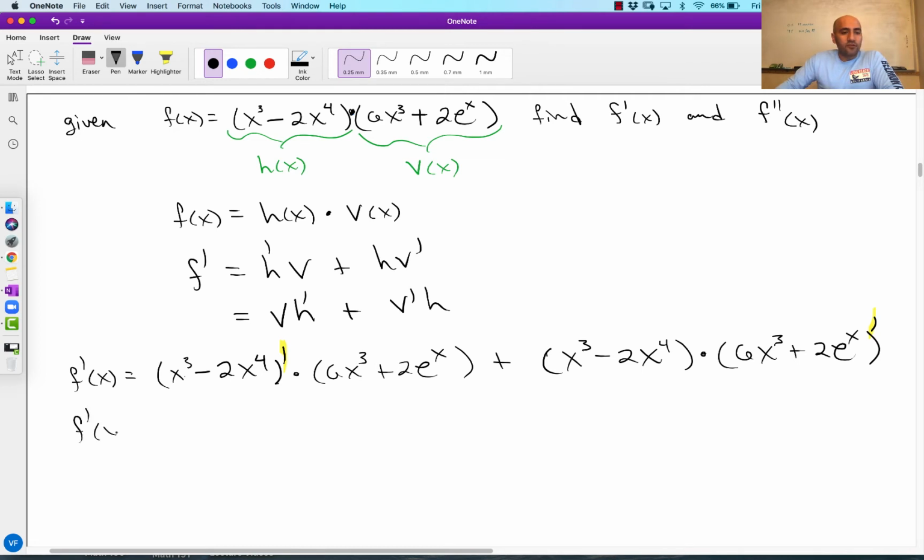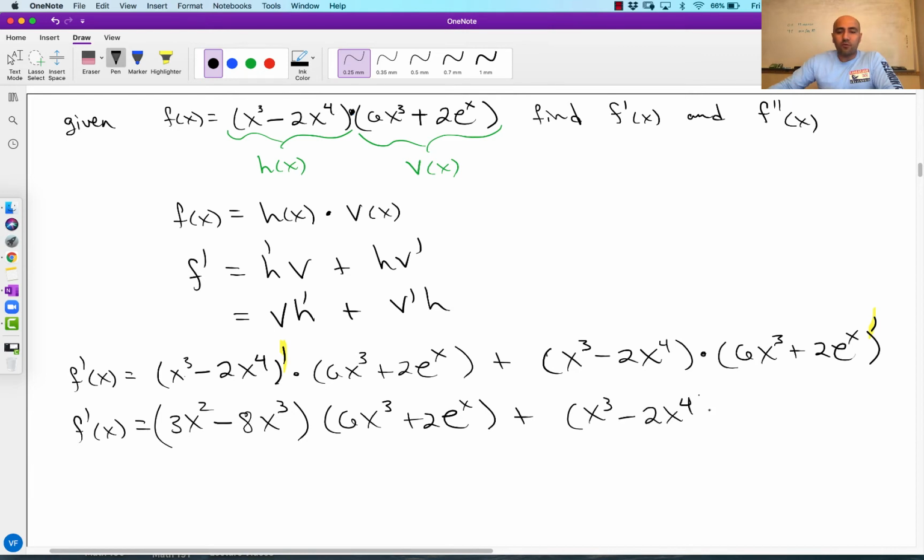Okay, so that first derivative then is going to be equal to the derivative of this. So that would be equal to 3x to the second power, minus, and now here we multiply the 2 and the 4 to give me 8x to the third power, put that in parentheses, times, and then leave this alone. So this would be 6x to the third power plus 2e to the x power, plus, okay, so now we got to leave the first one alone. That'll be x to the third power minus 2x to the fourth power times this thing.